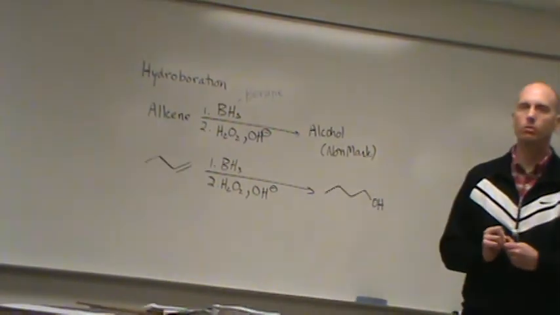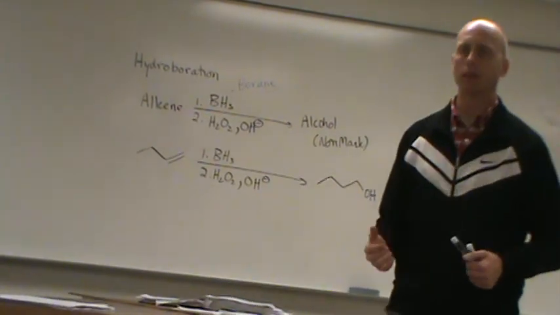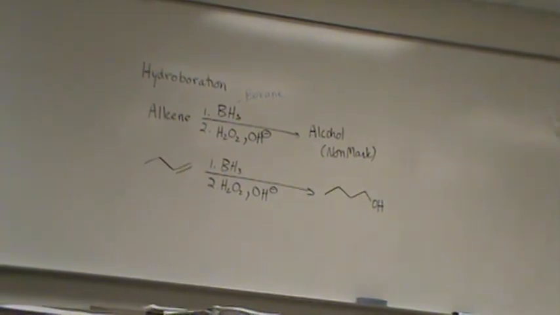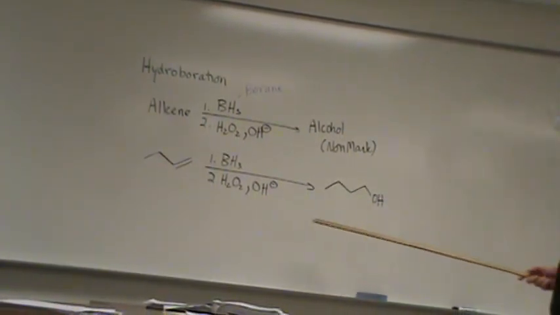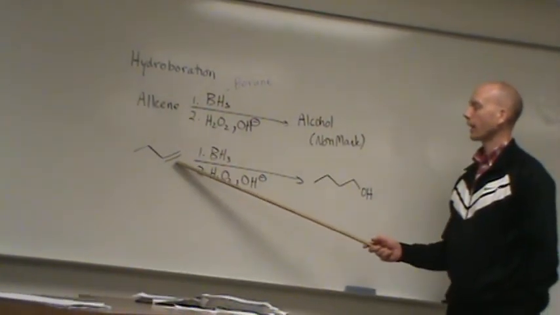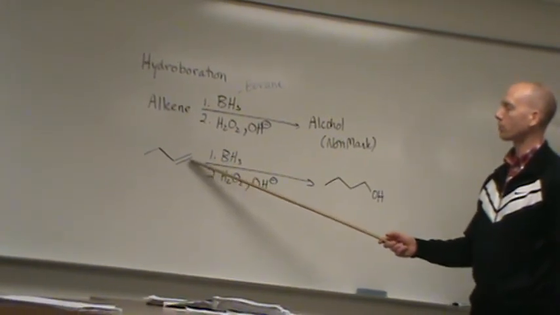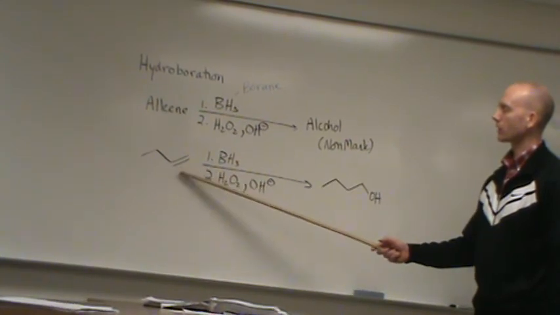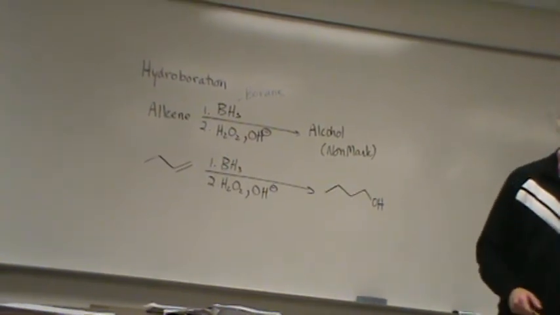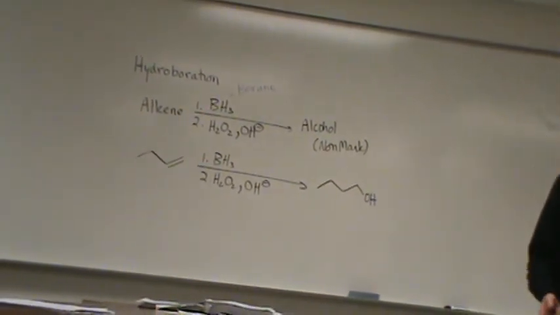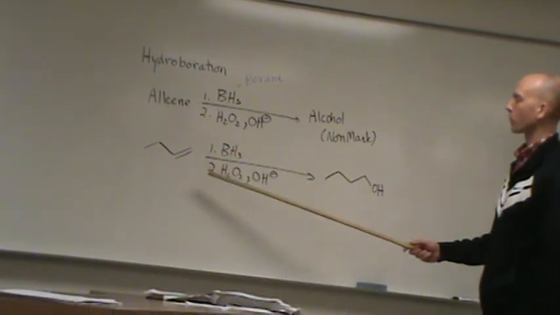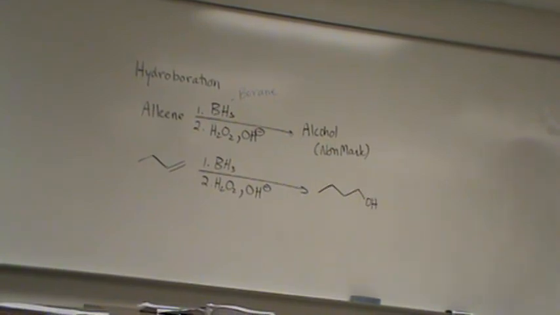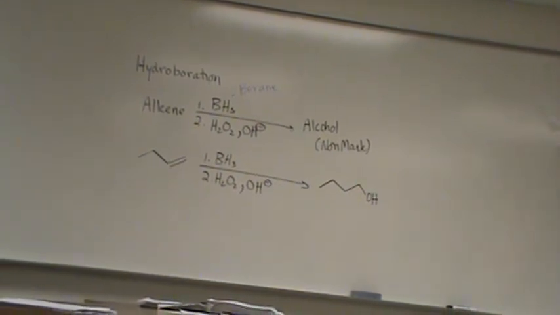Okay? So we get the non-Markovnikov alcohol. Okay? So that's what we want to be able to do in organic chemistry. Okay? I want to be able to have the ability to put a group here or here. Okay? And I just have different reagents to do that. Okay? Again, I'm not going to hold you accountable for the mechanism, but just be able to know how to draw the product here. Okay?